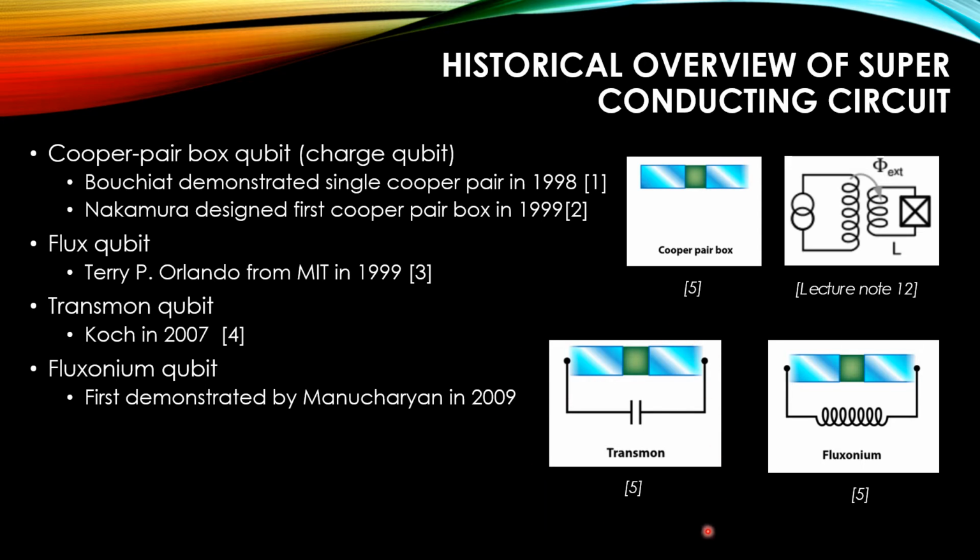Then we have the Fluxonium qubit over here. It's basically a Cooper pair box shunted by an inductor. It has many advantages. It was first demonstrated by Manucharyan in 2009. The difference is that Fluxonium has an inductor connected in parallel, compared to the Transmon, which has a capacitor. This inductor is very powerful. That's why Fluxonium has all the advantages that the other three don't have.